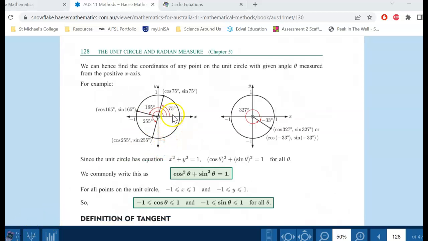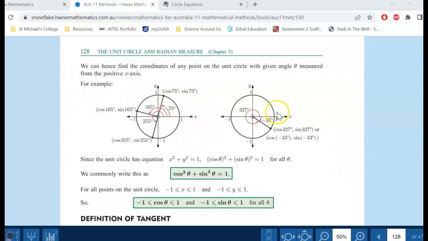As I mentioned, now that we know that any point on the circumference of the unit circle can be found if we know an angle, using the x coordinate given by cos of the angle and the y coordinate given by sine of the angle. So here we have an angle of 75 degrees. At 75 degrees, I can find the coordinates of that point by finding the cosine of 75 and the sine of 75. And we can do that for any angle on the unit circle.